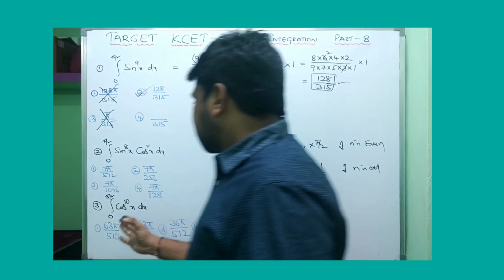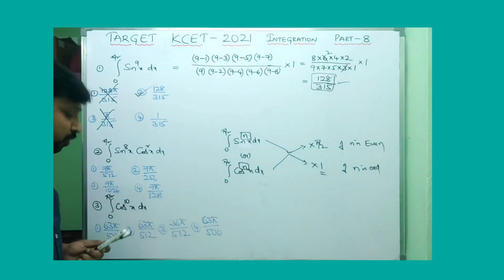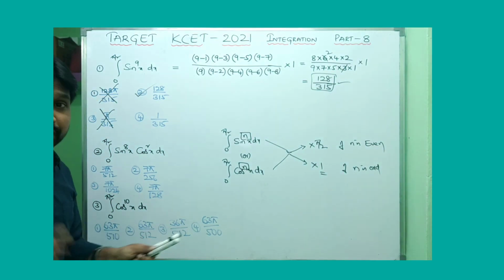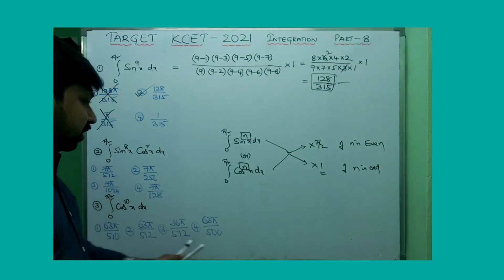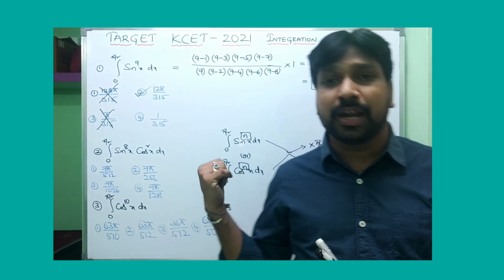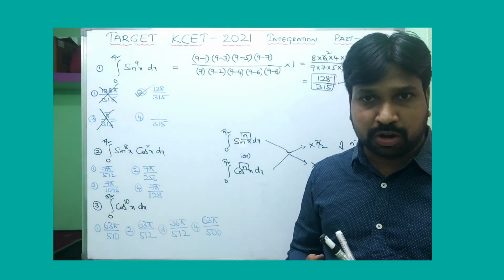Now the question is the integral from 0 to pi by 2 of cos^10 x dx. Here the power is an even number, so the answer compulsorily should be in terms of pi only. If you observe, all the options are given in terms of pi. You need to solve the question very clearly. So let us solve it using that method, simplify, and tell me the answer in the description. Then I'll move to the next model, friends.